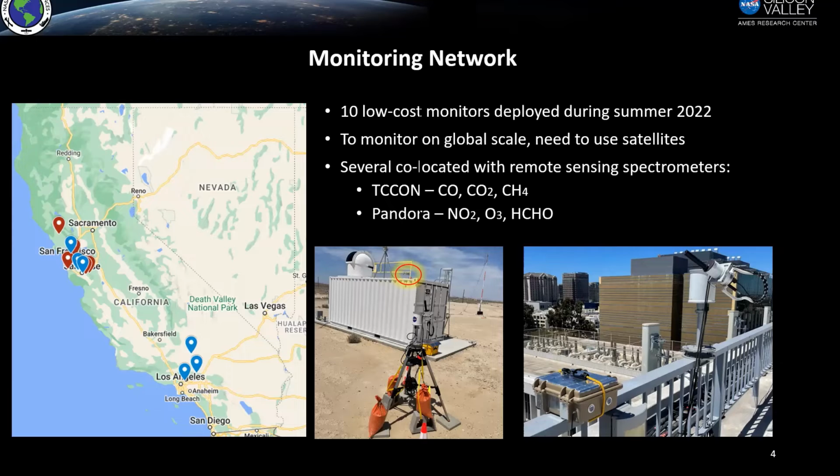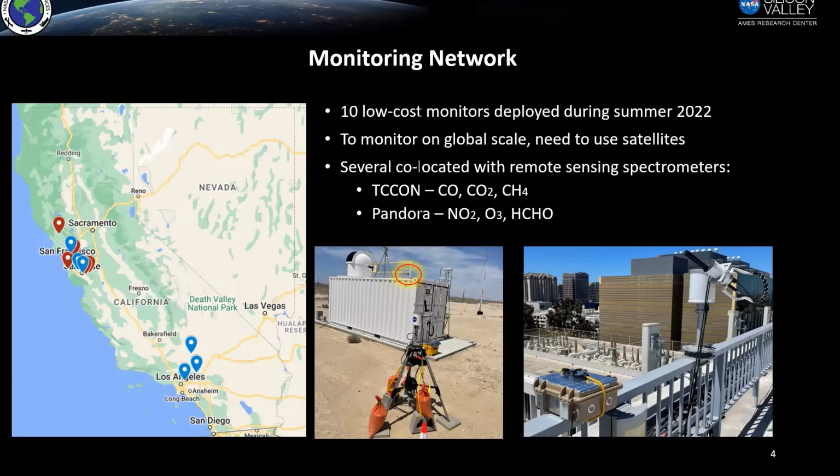So we have the TCON instrument, which is shown in this picture in the middle here, the picture closer to the left, which is on top of the container. And there's actually also a Pandora in this photo as well, in the front near the cones. And then our INSTEP monitor, very small comparatively, is hung from that yellow railing circled in red there.